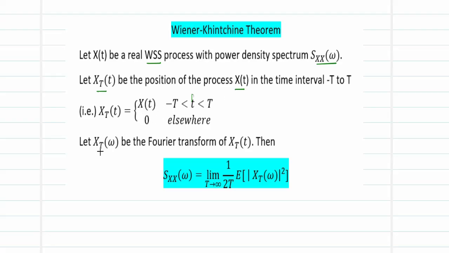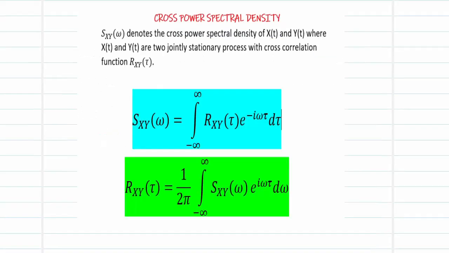Now capital XT of omega is defined as the Fourier transform of your xT of t. Then the power spectral density can be defined as the limit as T tends to infinity of 1 by 2T times the expected value of modulus of XT of omega, the whole square. This theorem is referred to as the Wiener-Khinchin theorem.